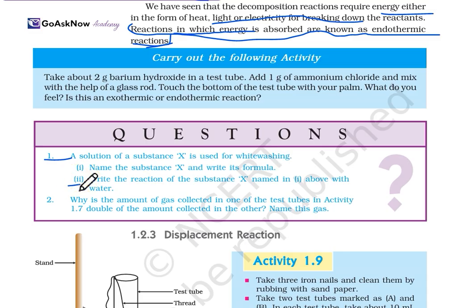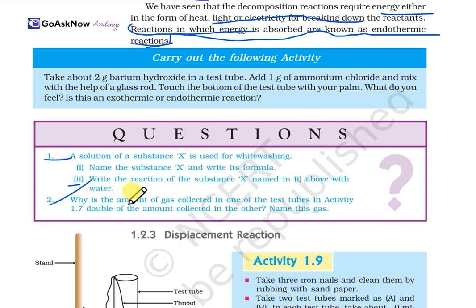Second, write the reaction of the substance X named above with water. The reaction of calcium oxide with water would be CaO plus H2O, and we get Ca(OH)2, which is calcium hydroxide, or we can say slaked lime. The solution of calcium hydroxide is used for whitewashing.